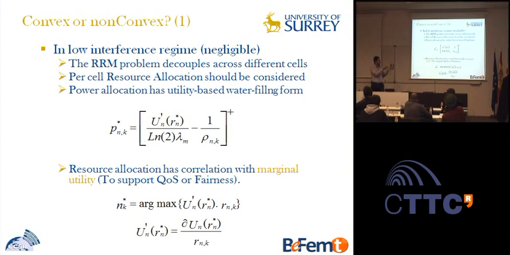So basically, in this case, we're going to have two problems of power allocation and resource allocation, and then we are going to have some iterations between these two problems to find the optimal solutions. But eventually, as you can see, we have a mathematical closed form for both problems in case we are working in the low interference regime.